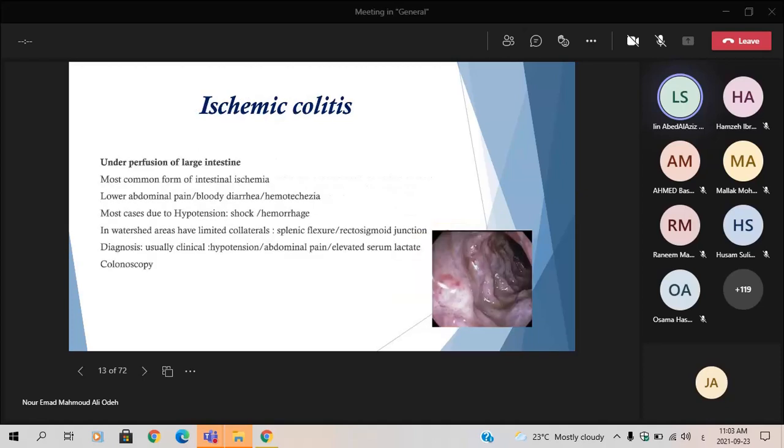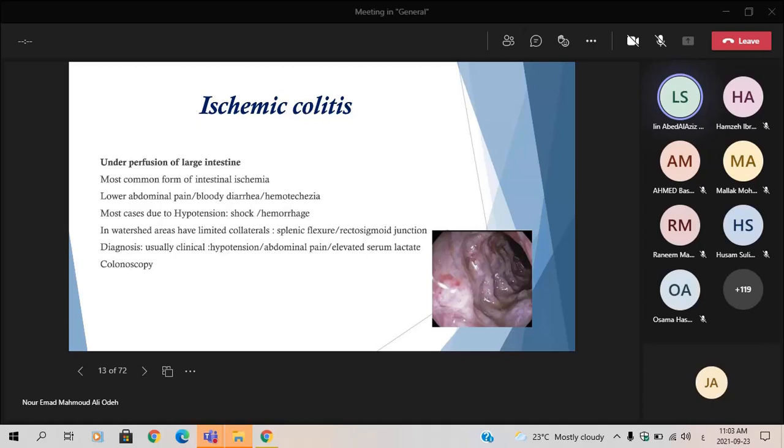الإسكيميك كولايتس عليها. هلا الإسكيميك كولايتس بيكون الكوزز اللي إلها under perfusion of large intestine، فغالبا بتكون patient who are critically ill in the setting of hypotension condition زي الشوك زي الهemorrhage any cause of hypotension. غالبا إن الإسكيميا بتكون بالwatershed area بسموها هيك لأنها have limited collateral زي السبلينيك flexure and rectosigmoid junction.